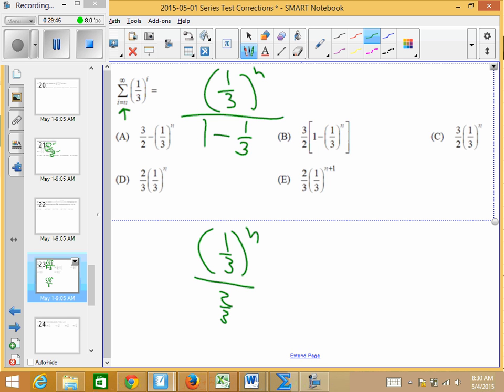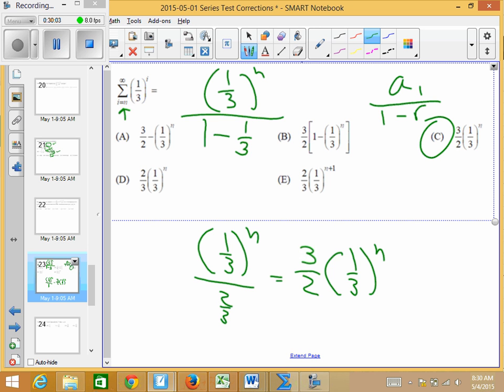Good. We have times 1/3 at the end. If somebody shows up with 1 minus 1/3, once again, this comes from knowing the formula, first term over 1 minus r. The only formula you have to know as far as I recall on series.